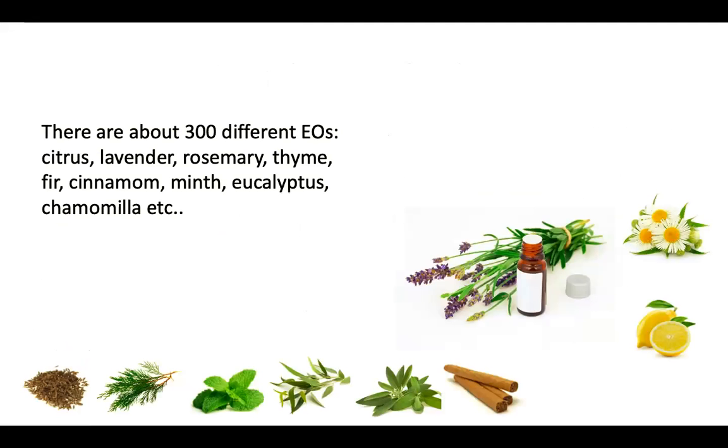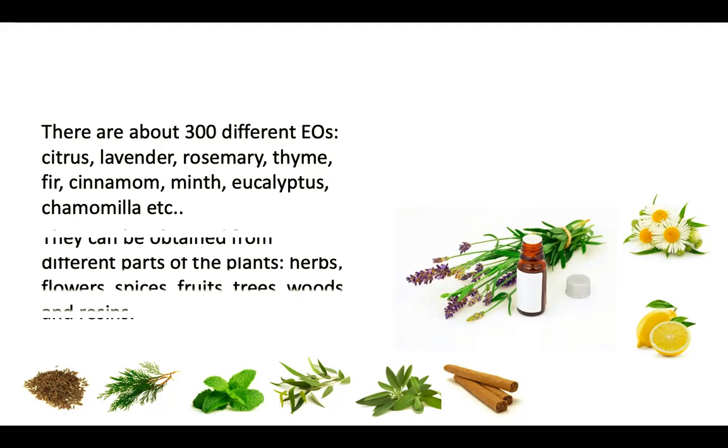So there are about 300 different essential oils, like citrus, lavender, rosemary, thyme, fir, cinnamon, mint, eucalyptus, chamomile, etc., etc. So 300 is a lot. They can be obtained from different parts of the plants. So we will have essential oil from herbs, flowers, spices, fruit, trees, wood, or resin.